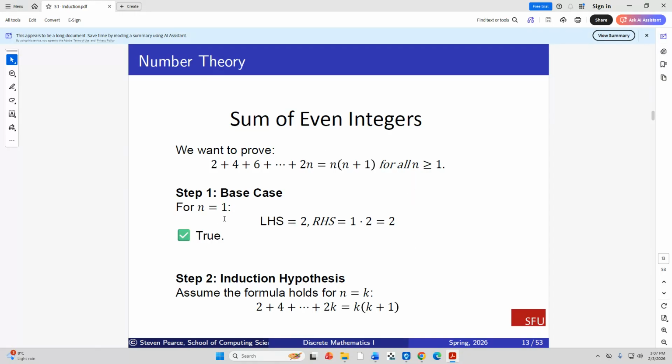So for the basis step 1, well, what do you have here? The left-hand side is 2. That's the basis step. And 1 times 1 plus 1 is 2. All right.